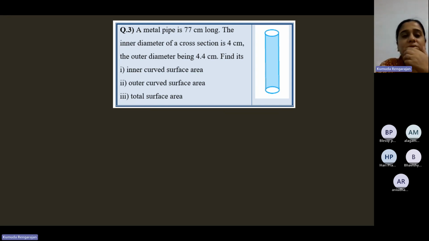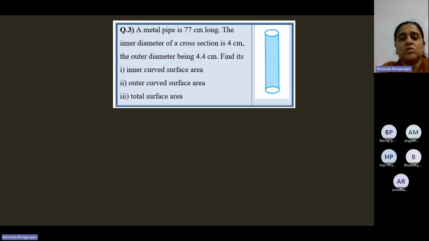Okay. So similar, it is a metal pipe 77 centimeters long. A metal pipe is 77 centimeters long. The inner diameter of the cross section is 4 centimeters and the outer diameter is 4.4 centimeters. Find inner CSA, outer CSA, TSA. So inner diameter divided by 2 will be the inner radius. Outer diameter divided by 2 will be the outer radius, the value of small r and capital R.